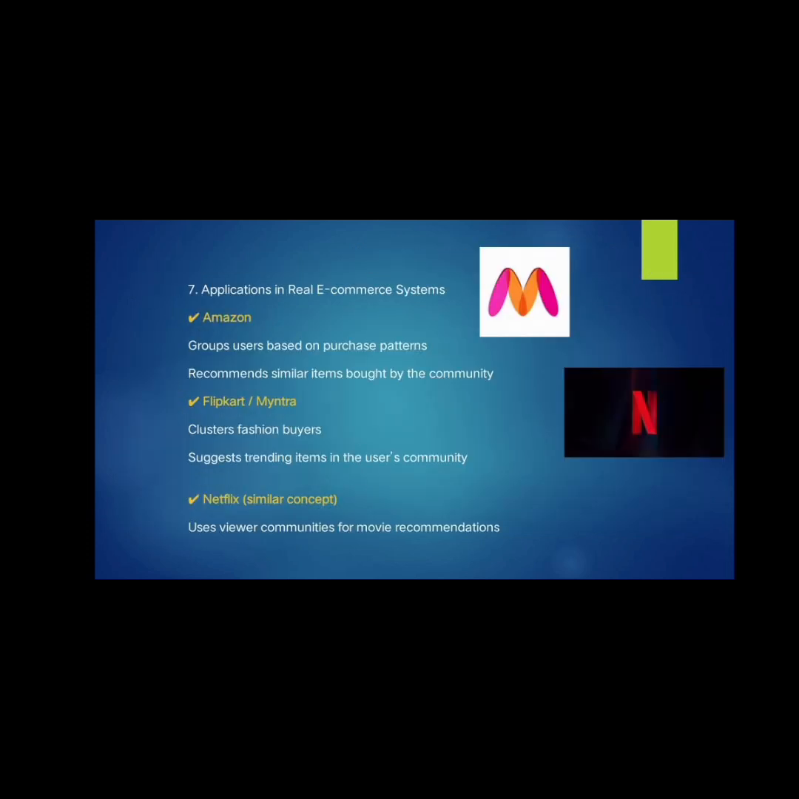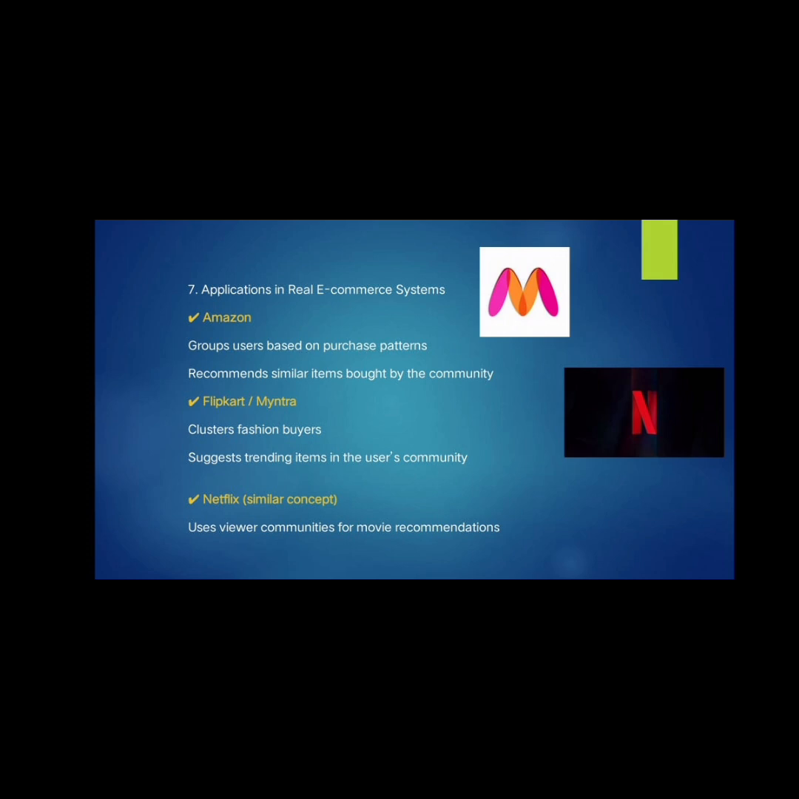Now we are going to see about applications in real e-commerce systems. First one is Amazon. This is a purchase pattern community style. Amazon groups users who show similar buying patterns. All users who buy related items are placed in the same community. Example, mobile phone, charger, earphone, etc.